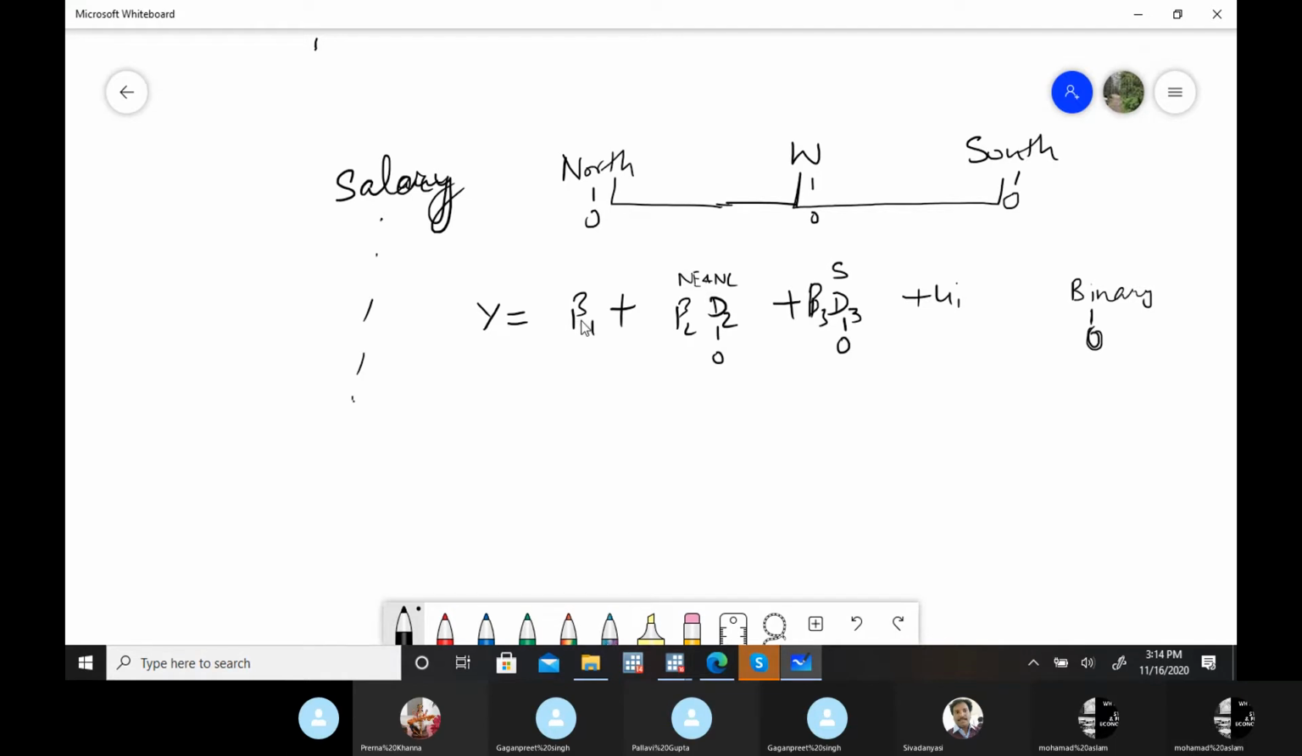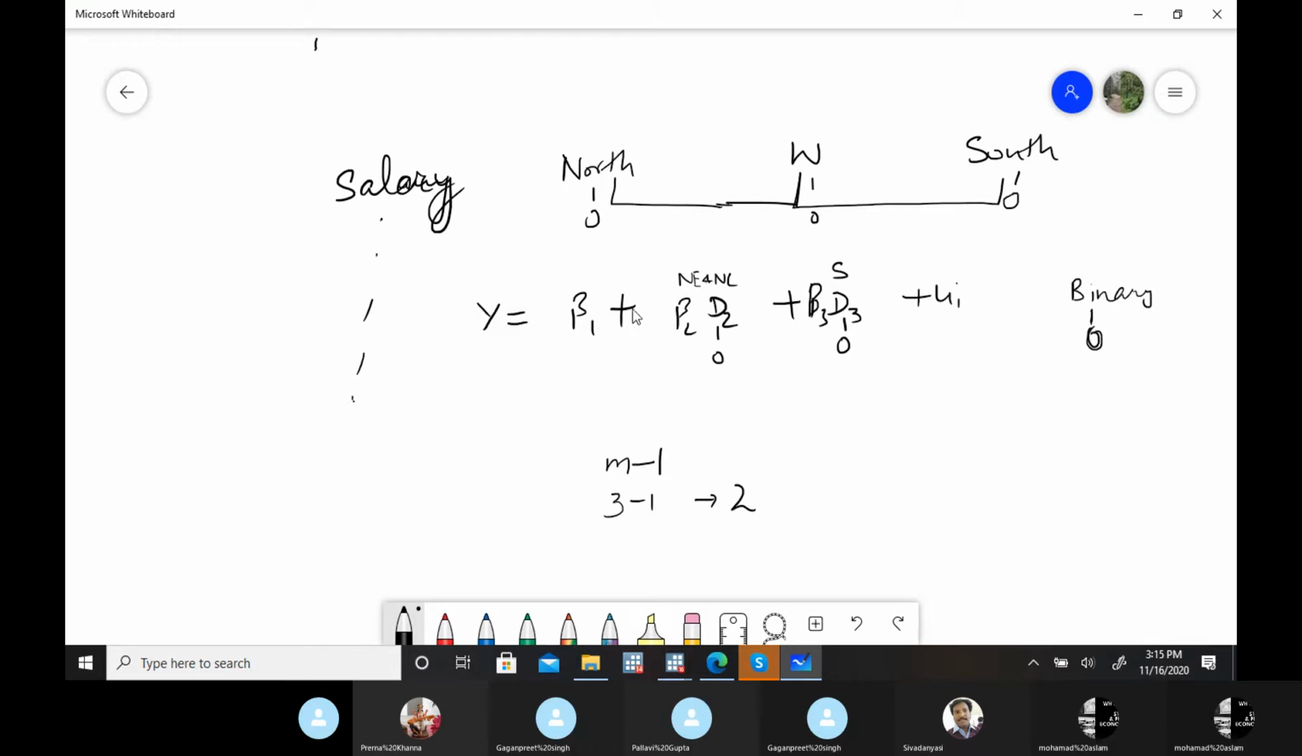If your regression model is with intercept, then the rule is that you have to use m minus 1. M is the number of categories you have, minus 1 dummy variables in regression. Like here we have 3 categories, so we have to introduce 2 dummy variables. Now this choice is yours, which 2 you want to introduce: West or South, Northeast or West, Northeast or South, like we are introducing here.